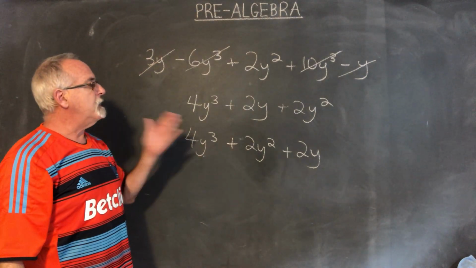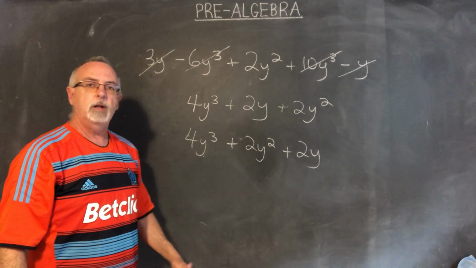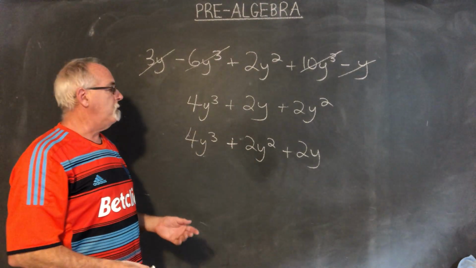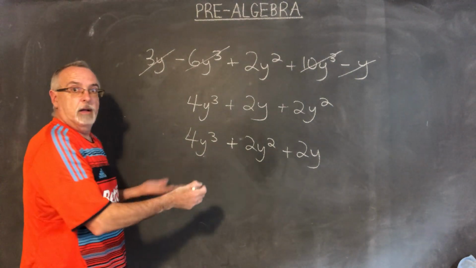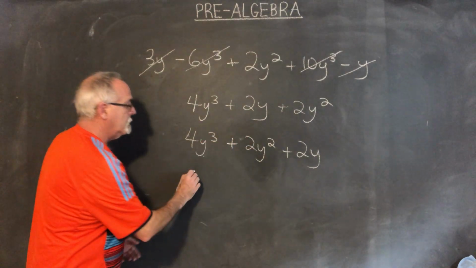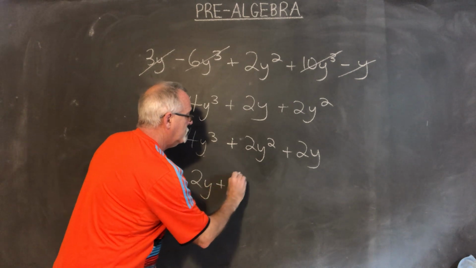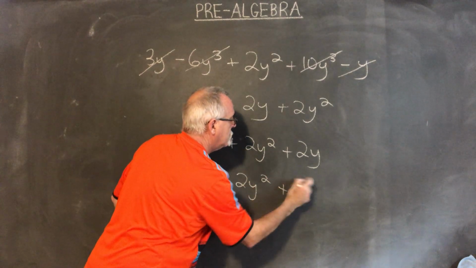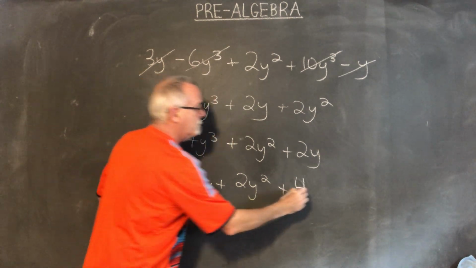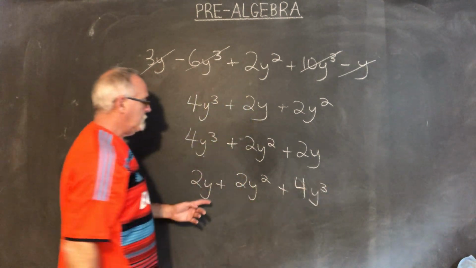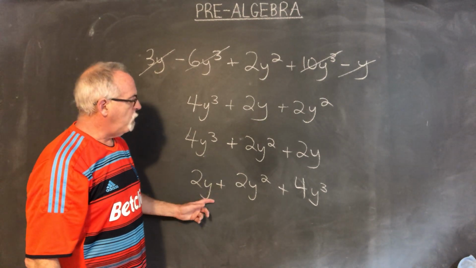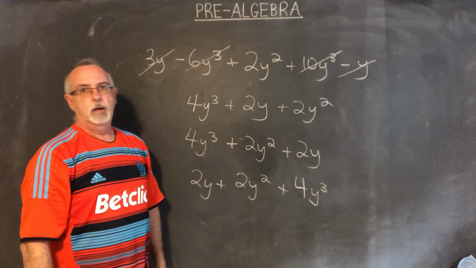Sometimes there's a reason, though, to have descending powers of your variable, and it could be possible that you would want ascending powers of your variable, which, again, means it's another correct answer, isn't it? I can write this as 2y plus 2y squared plus 4y cubed. Okay, so now I put the watermelons. Yeah, put oranges, then watermelons, then apples.